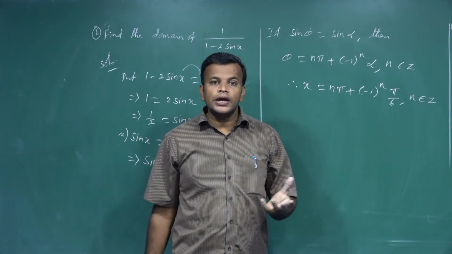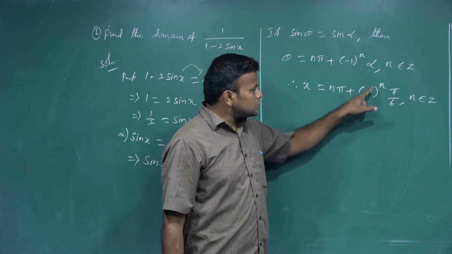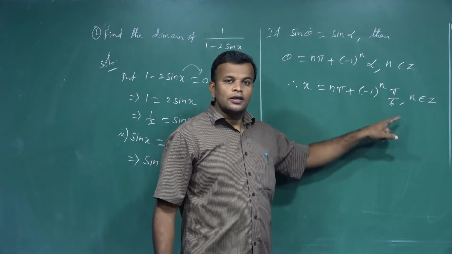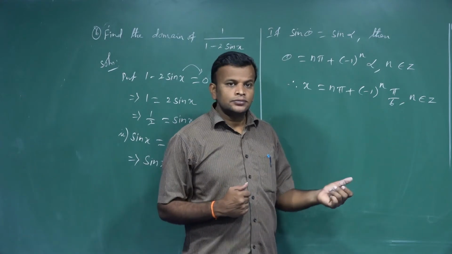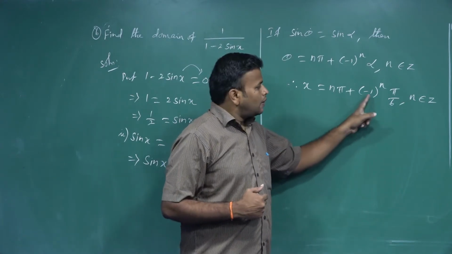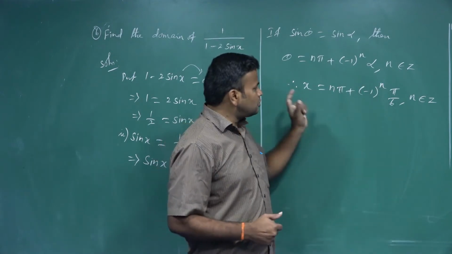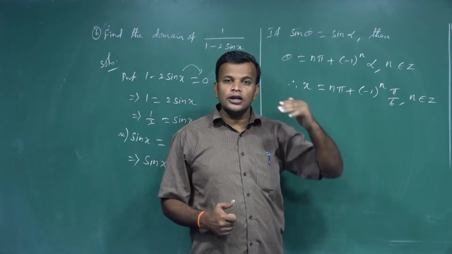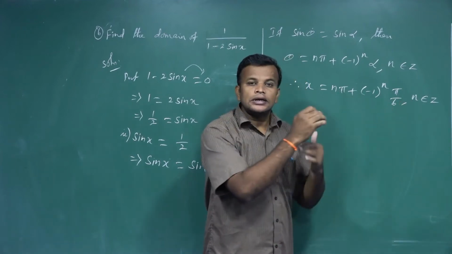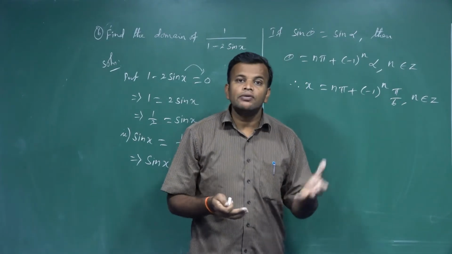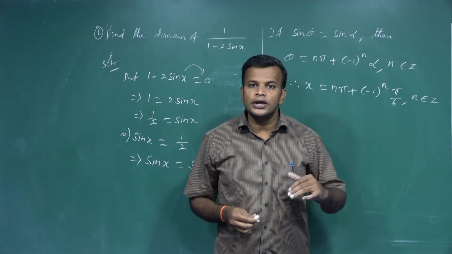Suppose I replace n with 0. The value of x is 0 times pi, plus minus 1 whole power 0, which is 1, into pi by 6. We substitute that value, and the denominator becomes 0. I replace n with 1. So 1 into pi is pi, minus 1 whole power 1 is minus 1, so pi minus pi by 6. Then we simplify, substitute the value of x, and the denominator is 0. So for these values of x, the entire denominator value becomes 0. But our motive is that the denominator is non-zero, because 1 by 0 is not a value.